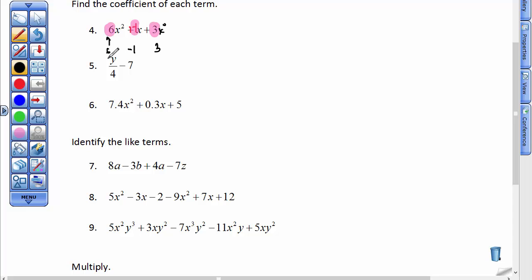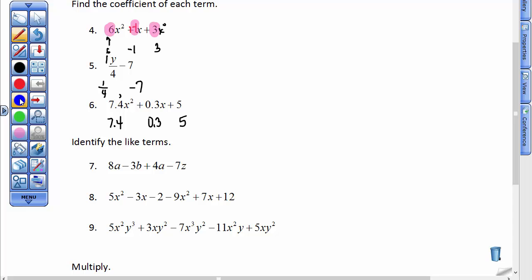In number 5, there's a 1 in front of the y. And so the number that is in front of the y, or the coefficient, is 1/4. So there's the coefficient. In the second term, the coefficient is a -7. In the next problem, the coefficient is 7.4 for the x squared term. It's 0.3 for the x term, and 5 for the constant term. All done.